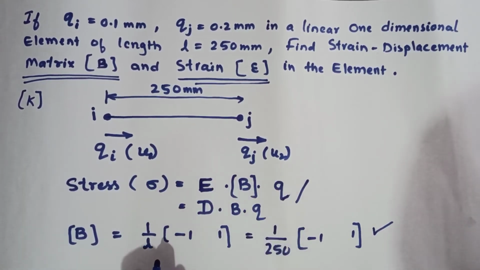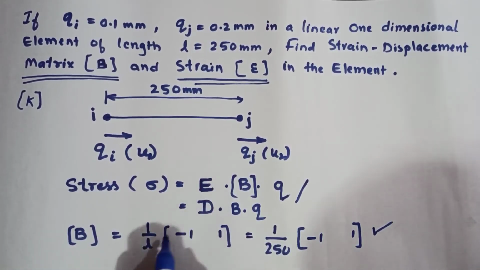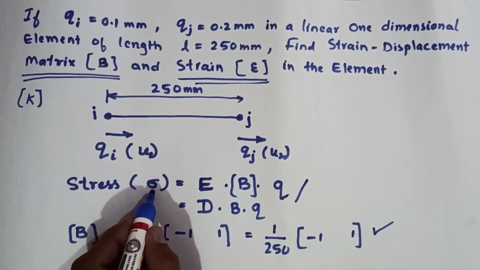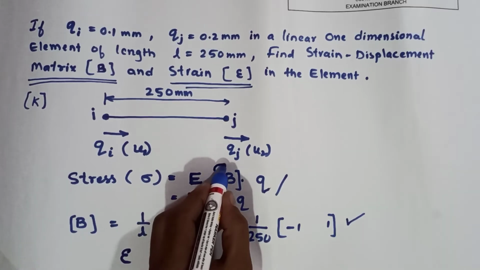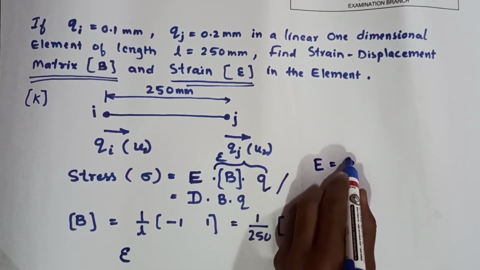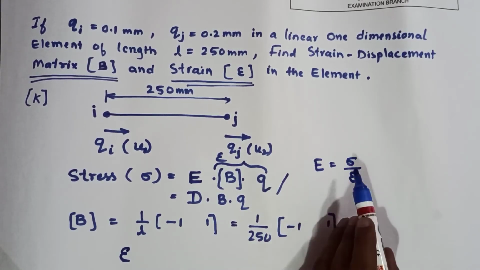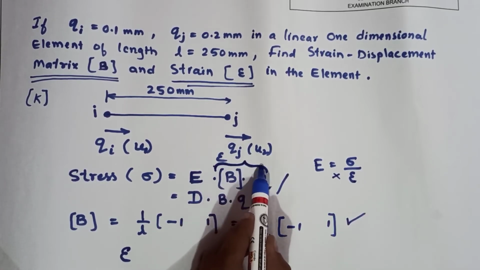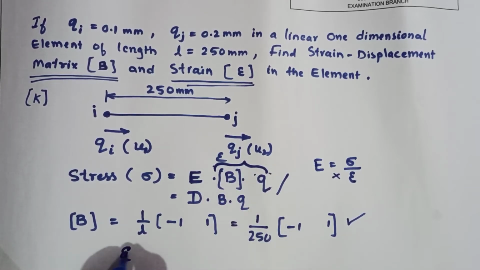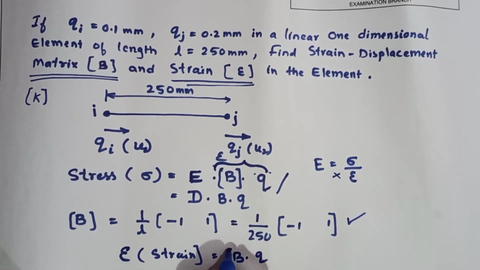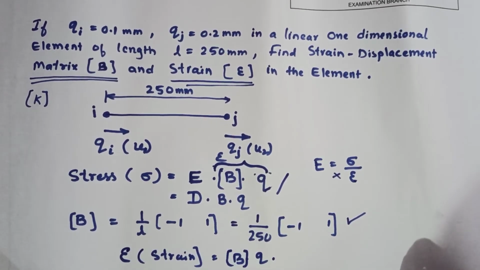Strain you need to calculate. Strain is equal to what? Epsilon. Generally, stress is defined as Young's modulus times the strain, so Young's modulus is stress by strain. Stress is equal to Young's modulus into the strain. So the strain is equal to what now? It is B into Q. Strain is equal to B into Q, where B is the strain displacement matrix and Q is the nodal displacement.